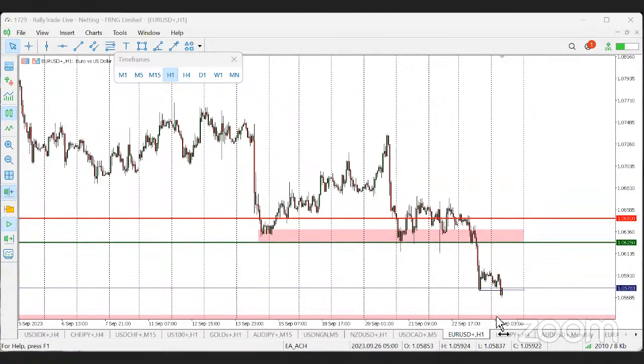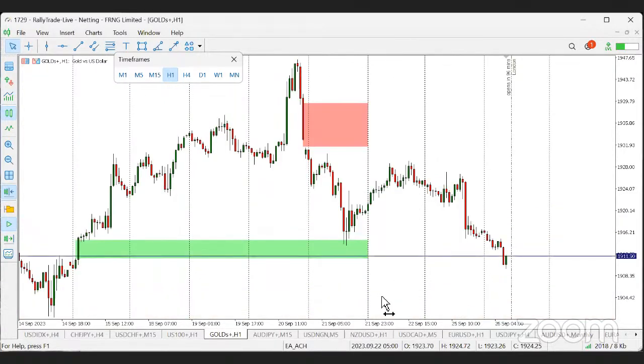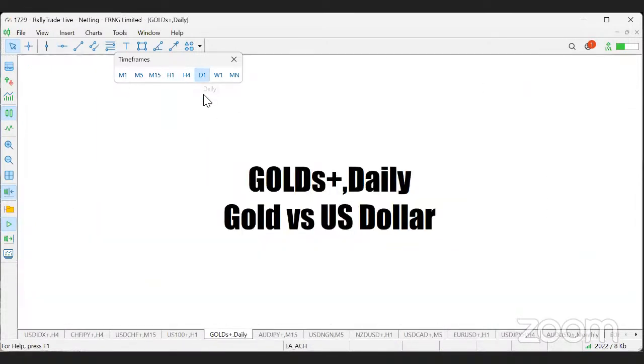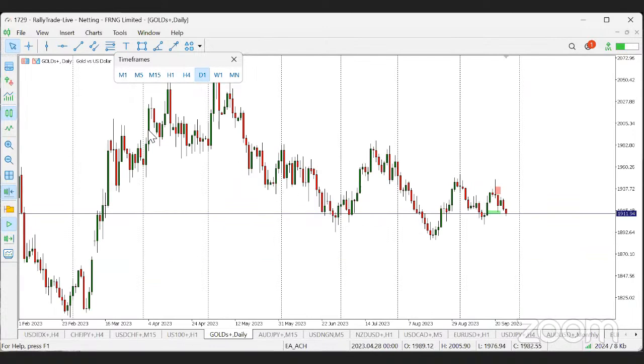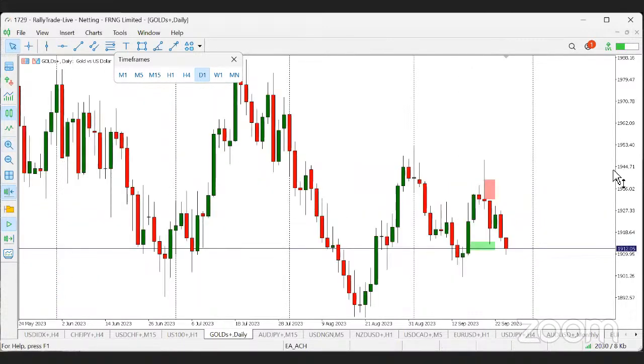And so the next instrument I would like us to also consider is gold. So we are currently looking at gold on the D1. First I start with the D1, to see what the market is doing or what the market has done on the higher time frame.